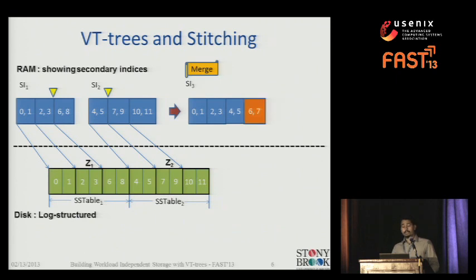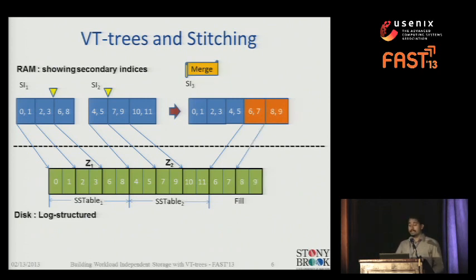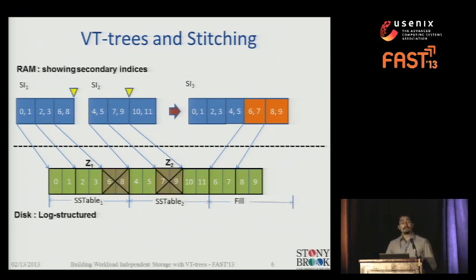This requires creating a new secondary index entry for 6, 7, and then copying the data from the existing SS table into a new region. We call it fill. So 6, 7 has been copied, and we updated the secondary index entry. And then we have to do the same thing for 8, 9, copy it onto the disk, and then update the secondary index entry. Then we can mark the space used by these tuples on the previous SS tables as no longer in use.